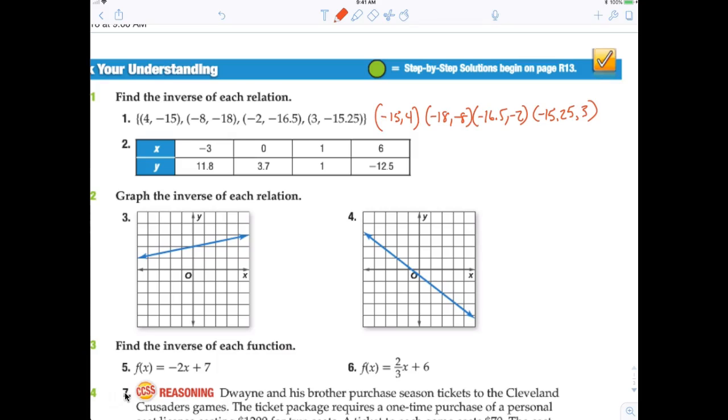So now, this question number 1 is written as a set of ordered pairs. This one is set as a table. So again, all we're doing is switching the x's and y's. What I'd like for you to do is make the same exact table, x and y. Where the x is on top now, you're going to list these numbers, and for the y, you're going to list out the x's. Is everybody okay with that?